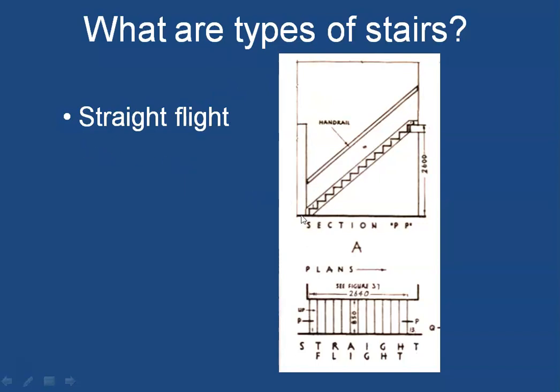Now as you can see here, there is just a series of steps which are leading from one level to another level, and they are in a straight line. So the travel of the person who is trying to climb from one level to another level is in a straight line, and therefore this is called a straight flight stair. What you can see here is in plan, these lines are indicating the lines of the risers, and the distance between these two lines is indicating the tread.